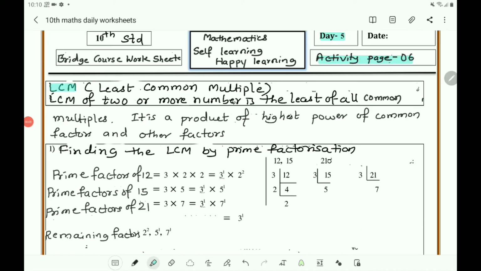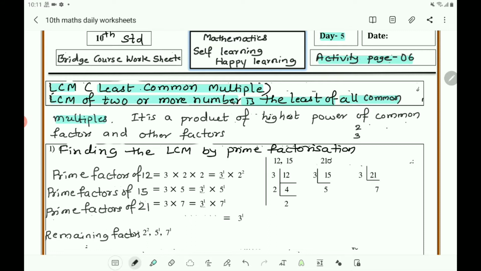LCM is a short form of least common multiple. What is LCM? LCM of two or more numbers is the least of all common multiples. If you take an example, consider 2 and 3. Take the numbers 2 and 3, write the table.